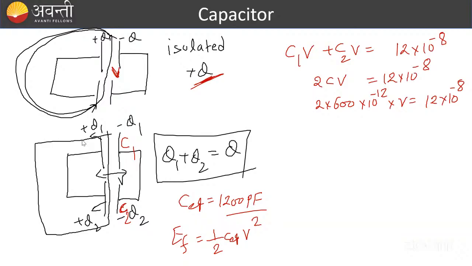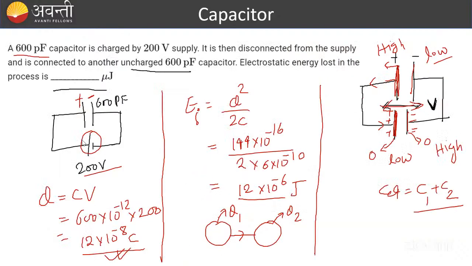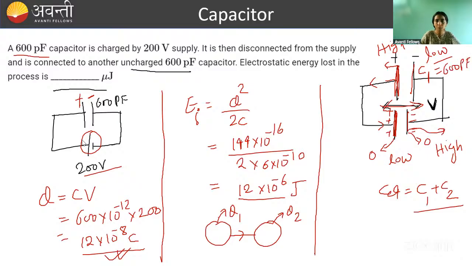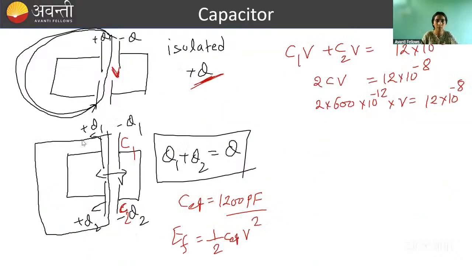C equivalent, you are talking about. This is C1, right? This is C1, 600 picofarad. This is C2, yes, ma'am, 600 picofarad. They are in parallel, right? So in parallel, how do we calculate C equivalent? By adding these two. So that is how I got 1200.